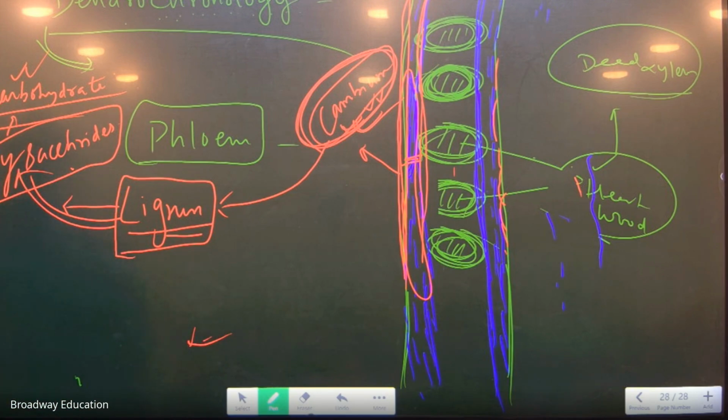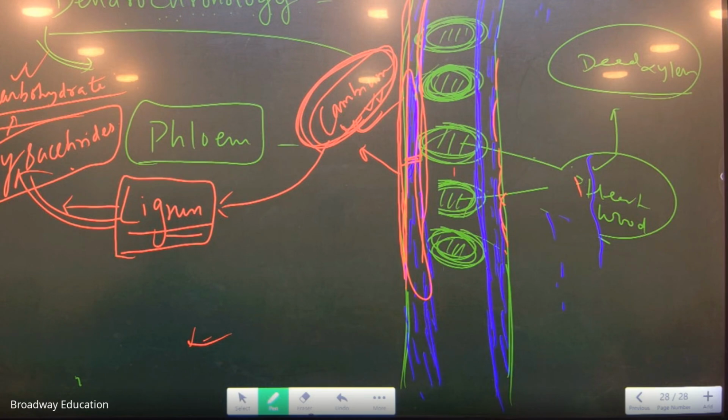Understood? So in the exam they may ask you about the thickening of the plants. It is known as what? It is cambium. Cambium is composed of lignin. Lignin is made up of polysaccharide. What is lignin? It is a type of polysaccharide. And what is a polysaccharide? Higher form of the carbohydrate. Highest form of the carbohydrate.